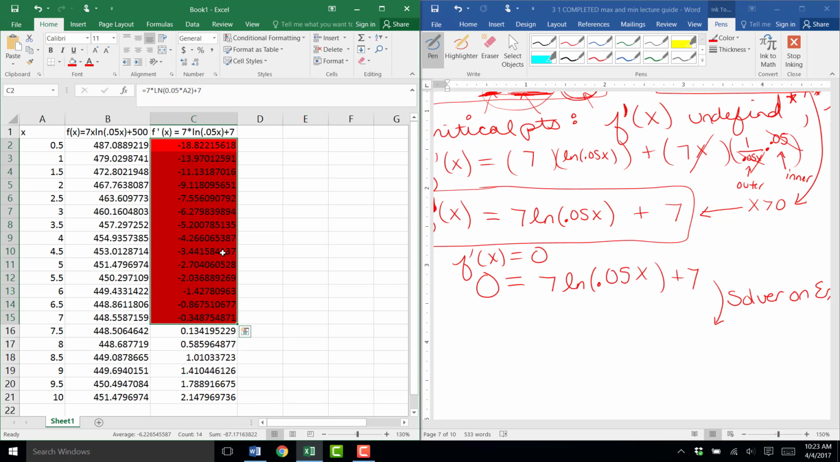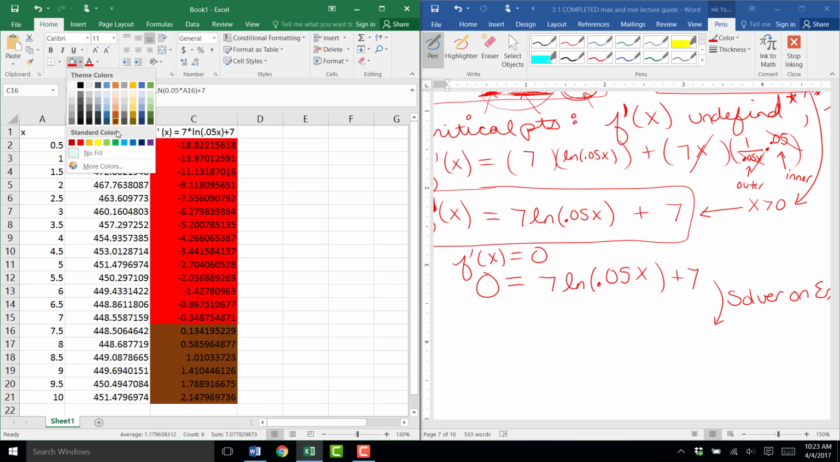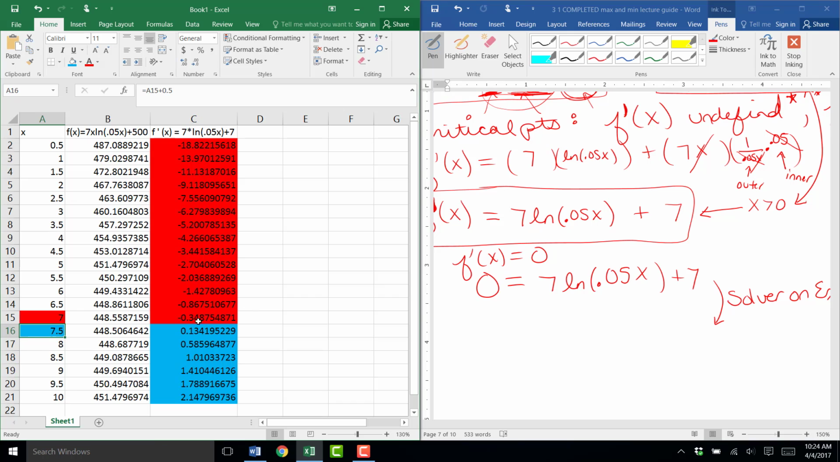here. I've highlighted in red. And then suddenly the derivatives change to positive here, which I'm going to highlight in blue. Must be the case that somewhere between x is 7 and x is 7.5, the derivative actually equals 0. So I'm going to put my cursor in one of these two. It actually doesn't matter. I'll just go ahead and put it here at f prime of 7.5.